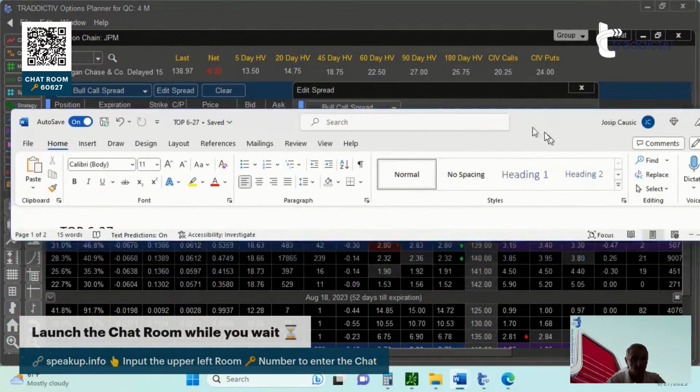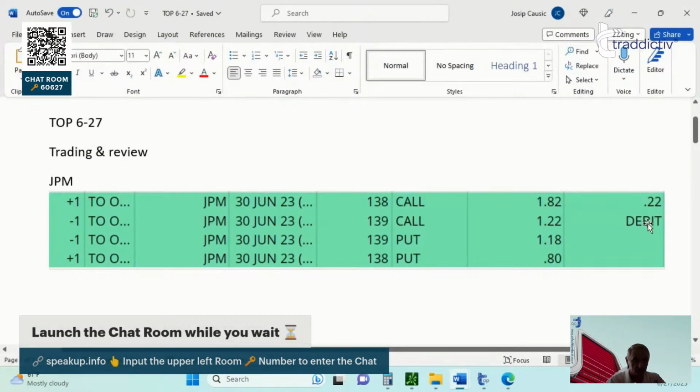Just as a reminder, I know I'm moving fast because I'm so aware of the time. I have paid $182 for purchasing this particular call. Now be aware of it. If JP Morgan is sitting here, and I'm just going to round it up to 139, that means my buying to open the long 138 call is what we call in the money by $1.